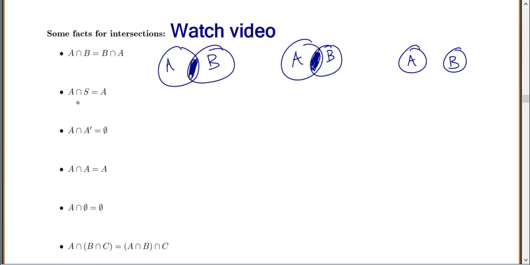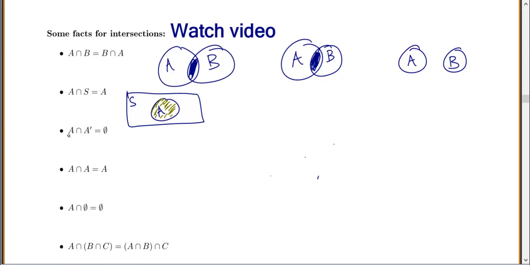Okay, our next one is A intersect S equals A. Now remember, S is your entire sample set. So here's my S, here's an A inside of it. If we do A intersect S, well, where do the two overlap? Where do they meet? They overlap everywhere that A is. So we would get back to A.